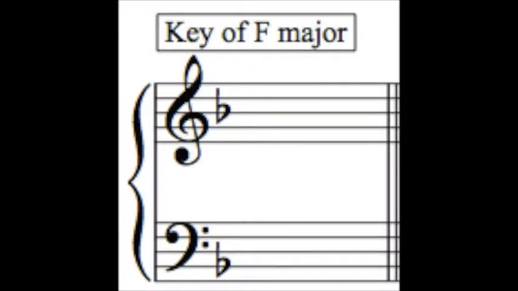There's only 2 keys that these 2 tricks don't work for. One of them is F major, just 1 flat, because you can't go penultimate, so we've just got to memorize F major has 1 flat, B flat. And the only other one it doesn't work for is C major, which of course has no accidentals, so that one we should have memorized as well.